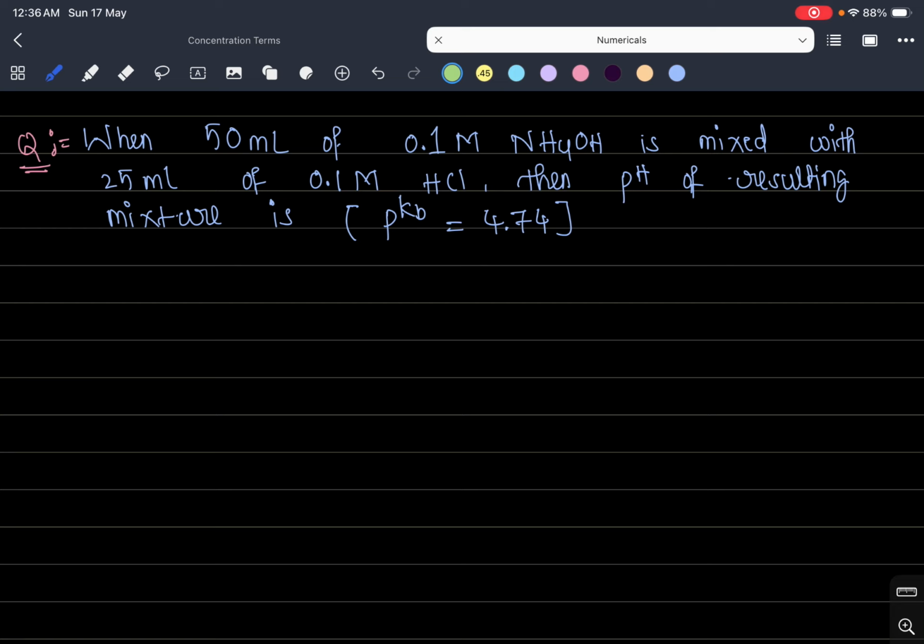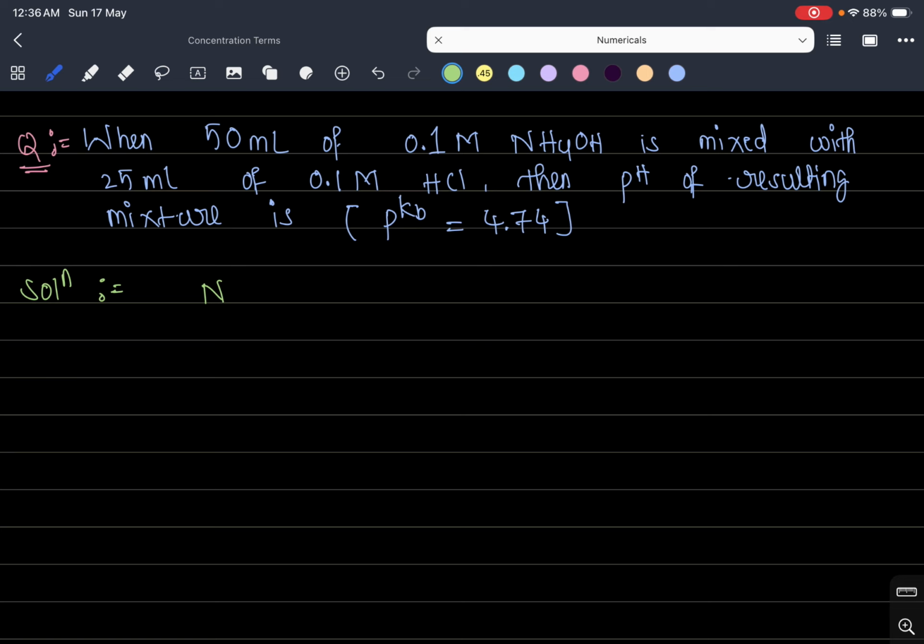When 50 ml of 0.1 molar ammonium hydroxide is mixed with 25 ml of 0.1 molar HCl, what is the pH of the resulting mixture? The given hint is the pKb value, which is 4.74. So what are we supposed to do to solve this question? When the mixture is given, is any chemical reaction occurring?